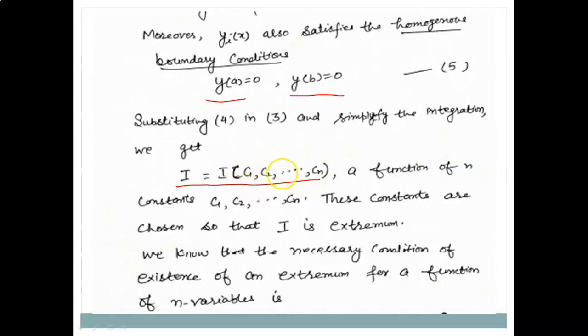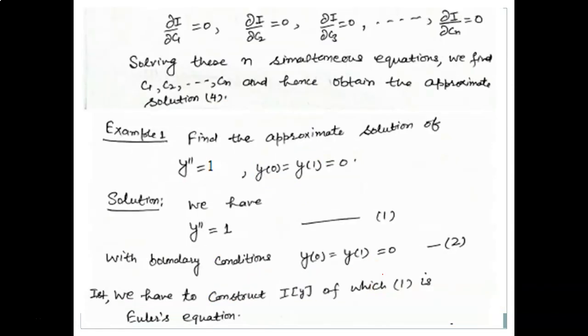We know that because you want to find the extremal for this I, and if a function involves n variables, then the necessary condition for the existence of an extremum of a function of n variables is that the first order partial derivative with respect to the first constant c1 equal to 0, then curly I over curly c2 equal to 0, curly I over curly c3, and so on and so forth, curly I over curly cn equal to 0. Solving these equations, we can get the values of c1, c2 and cn.